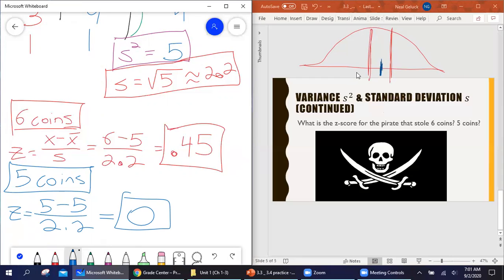All right, that does it for this little review of some of the calculation stuff from chapter 3.